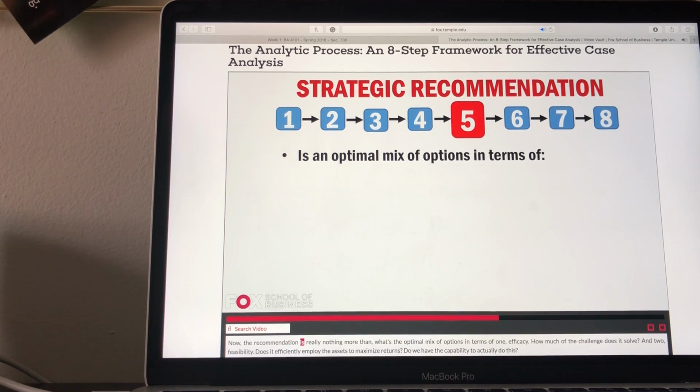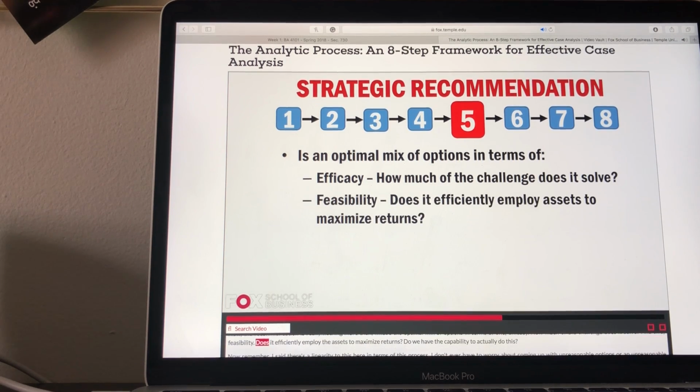Now the recommendation is really nothing more than, what's the optimal mix of options in terms of, one, efficacy: how much of the challenge does it solve? And two, feasibility. Does it efficiently employ the assets to maximize returns? Do we have the capability to actually do this?